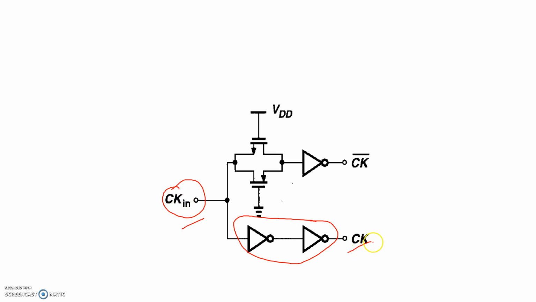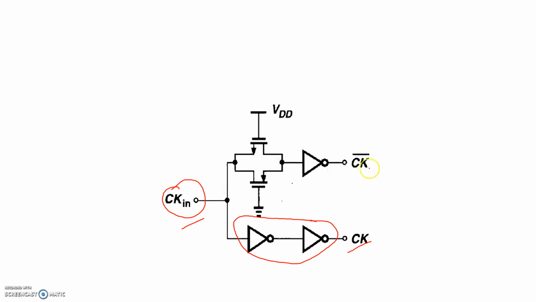Otherwise, if these two NOT gates had no propagation delay, I could define clock in itself here, but I have not. This clock and this clock in are different, but they are almost the same in nature. What is the difference? The difference is there is some delay between this clock in and clock.